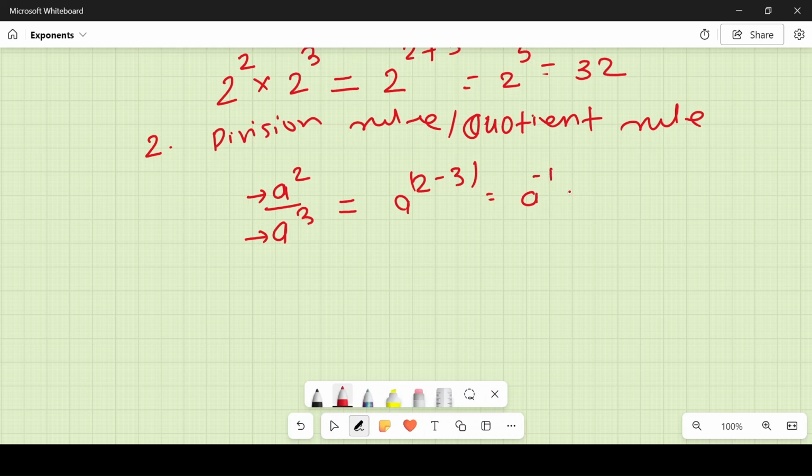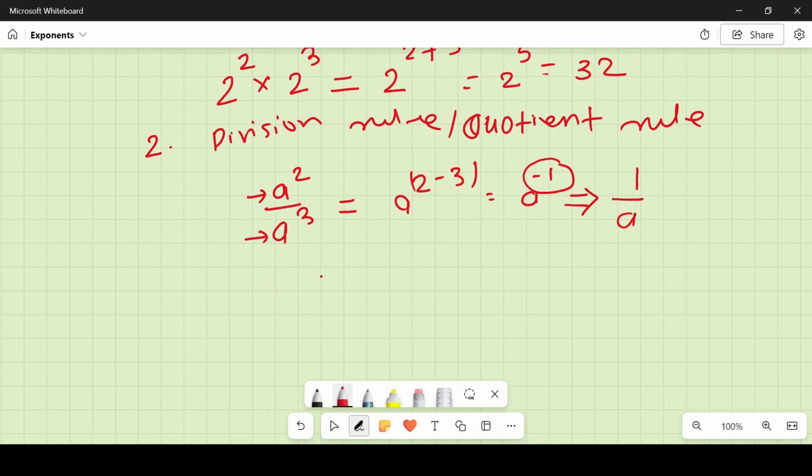And we can also represent this exponent minus 1, actually, this is called a reverse exponent. So it would be 1 divided by a. Let's see an example of the division rule.